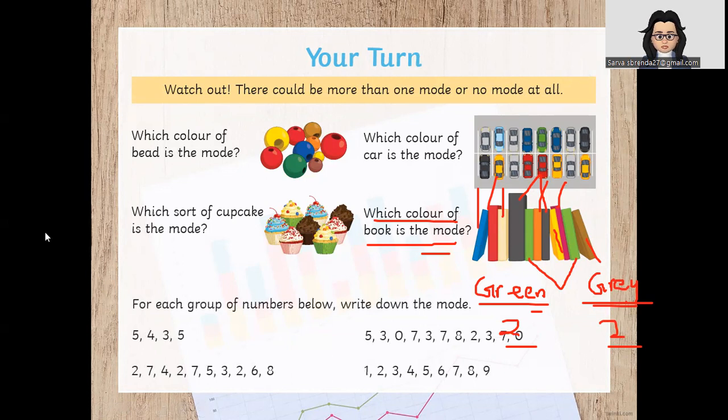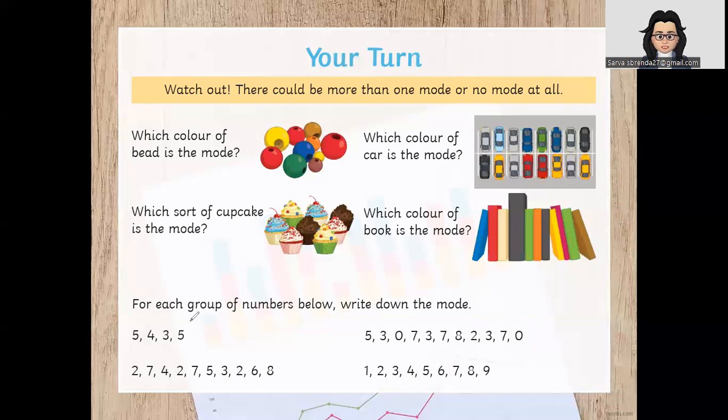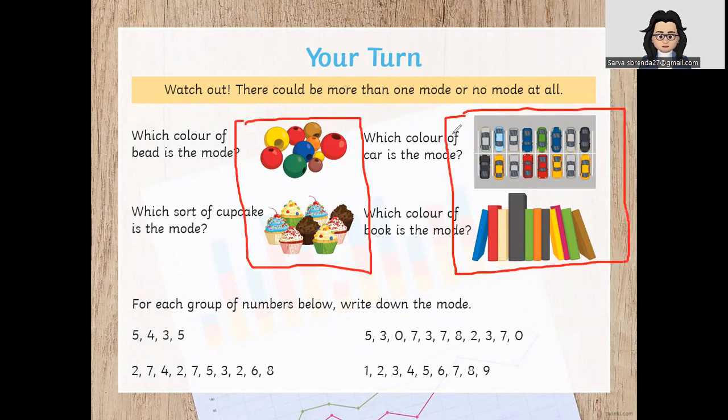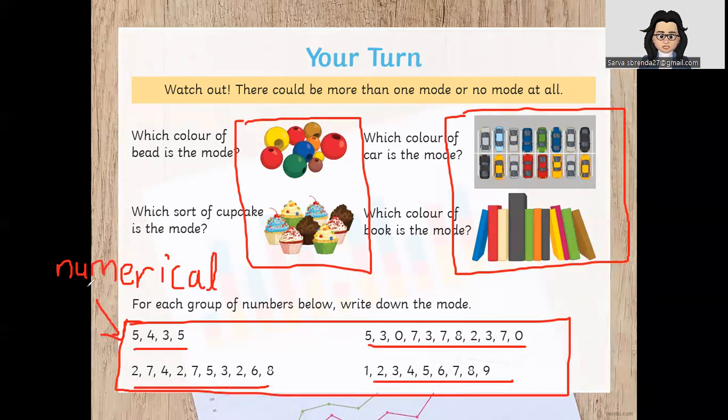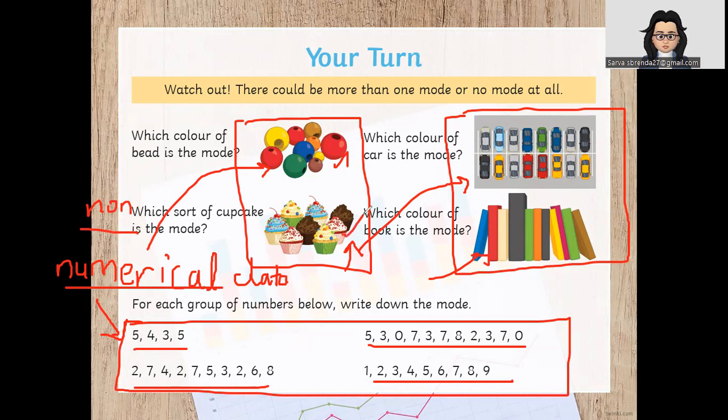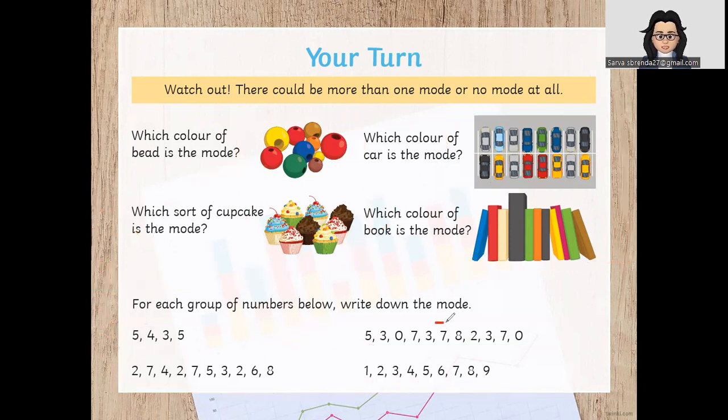Now let's look at this set of numbers down here. Before we do these questions, I want you to look carefully at all these questions on top with the pictures and these questions at the bottom. Do you see a difference? These questions are all in numerical form. That means the data itself is in the form of numbers. That's when we call it numerical data. However, the data on top here are not numbers, so we call them non-numerical data. Sometimes you get data like this, sometimes you get data in number form. So you have to know the difference, and also be able to still find the mode.